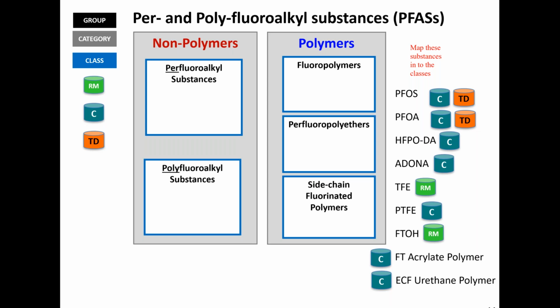TFE is tetrafluoroethylene. That's the monomer. That's the building block for the substance underneath it, PTFE, polytetrafluoroethylene, just like ethylene is the building block for polyethylene. Underneath that is FTOH, Fluorotelomer alcohol. It's a raw material used to build Fluorotelomer-based products, one of which is underneath it, a Fluorotelomer acrylate polymer. And underneath that, just for an example, is an ECF-based urethane polymer. So what I'd like to do is show you where they land when we start populating them into this framework and the various categories and classes. Next slide, please, Steve.